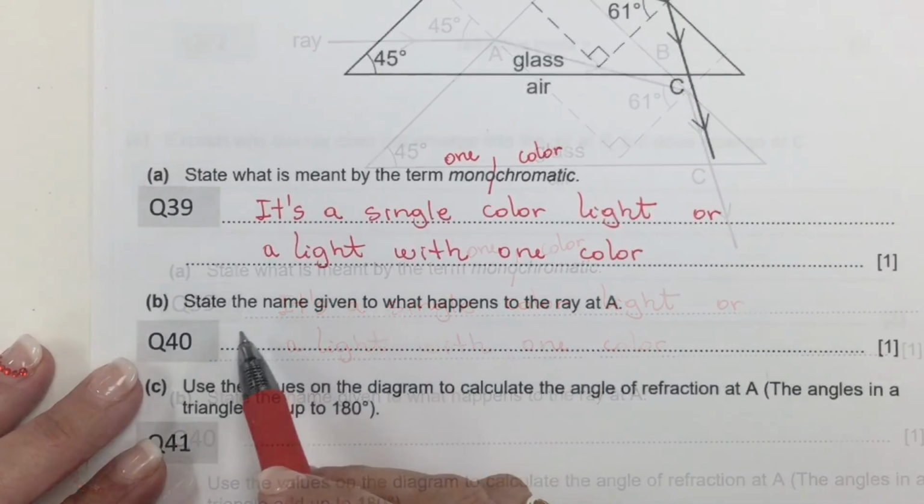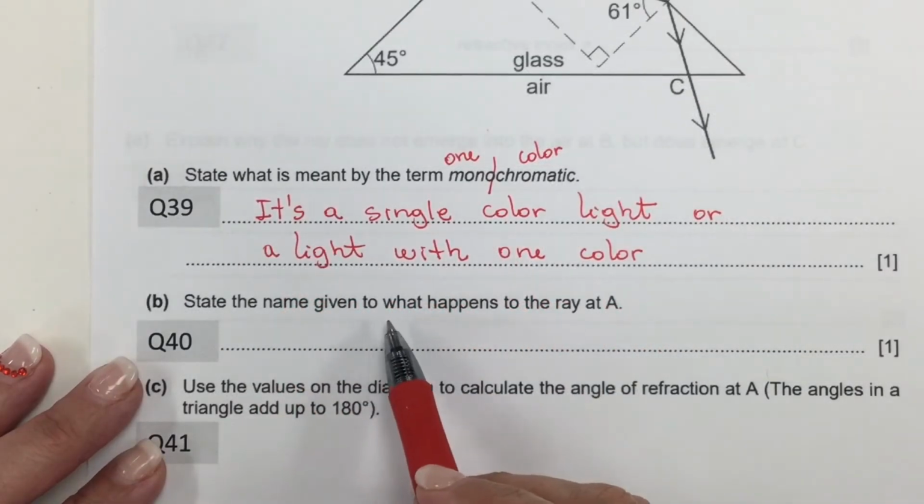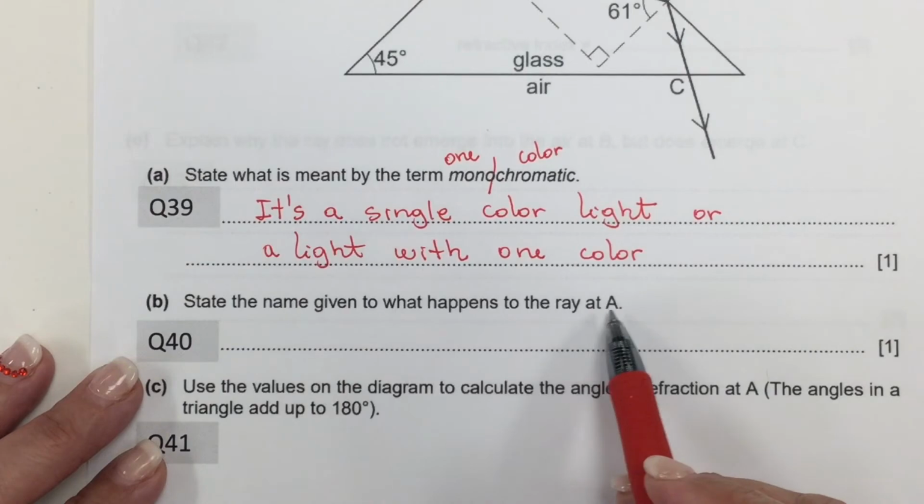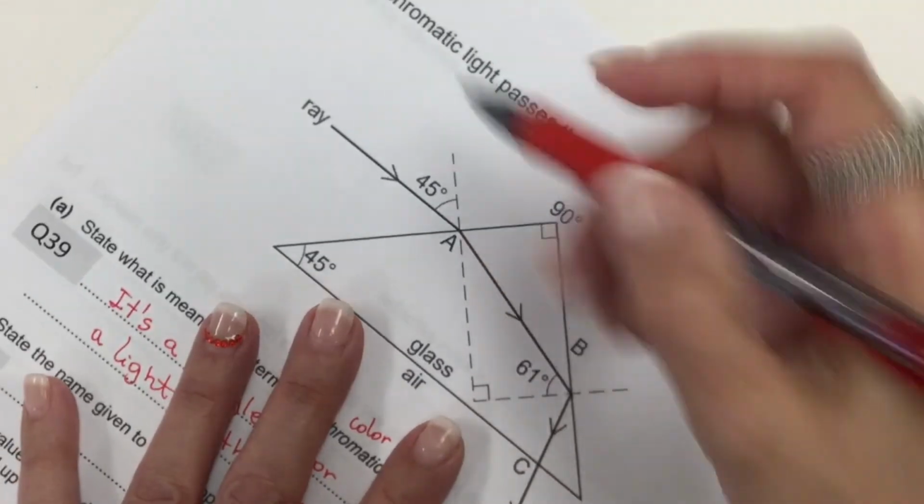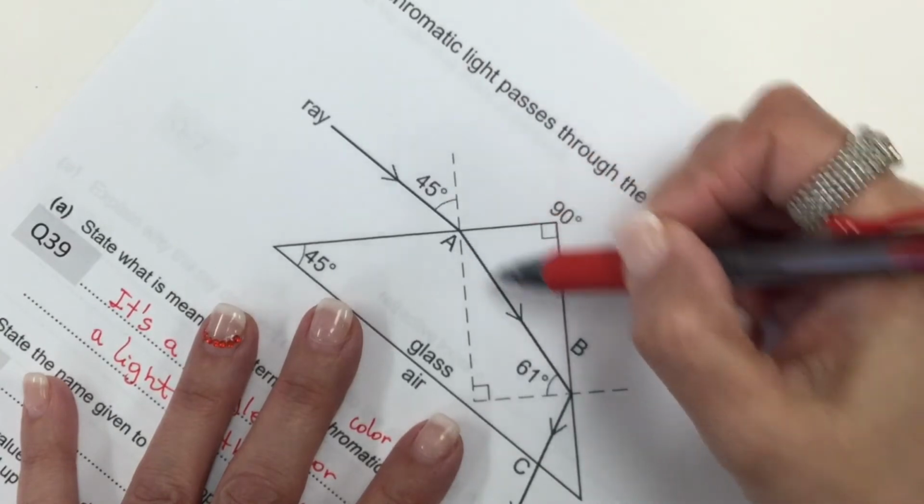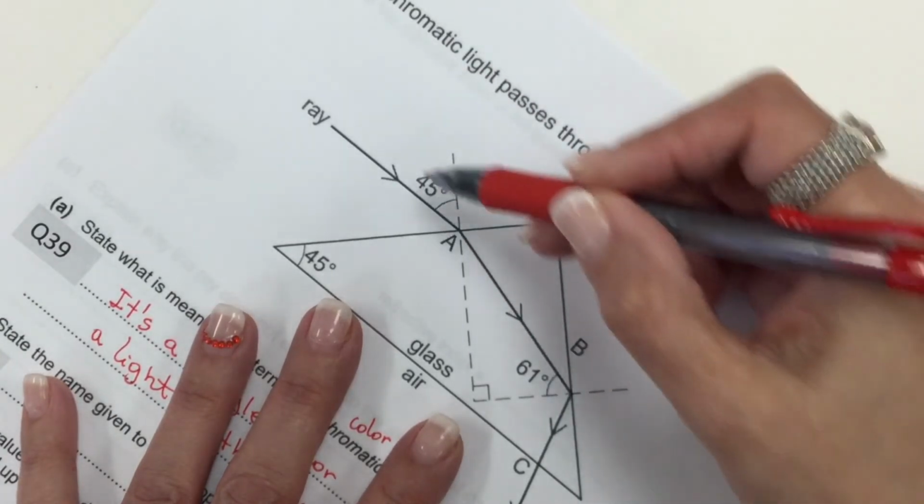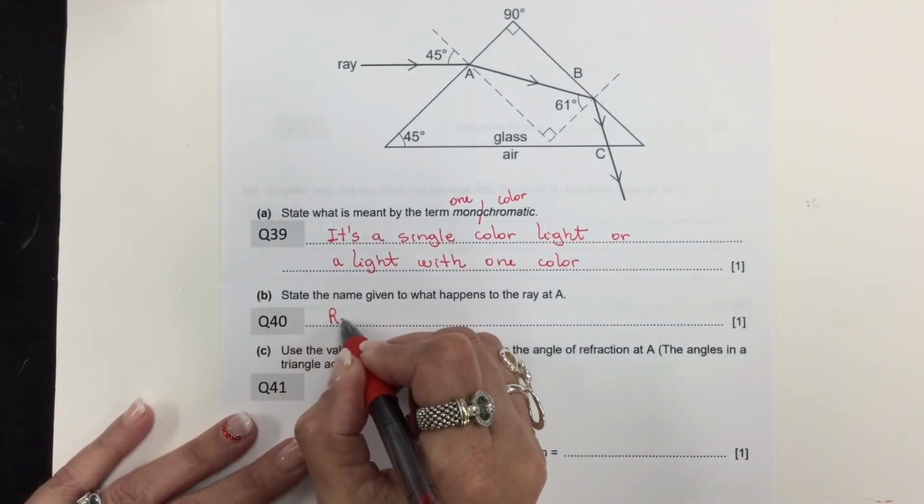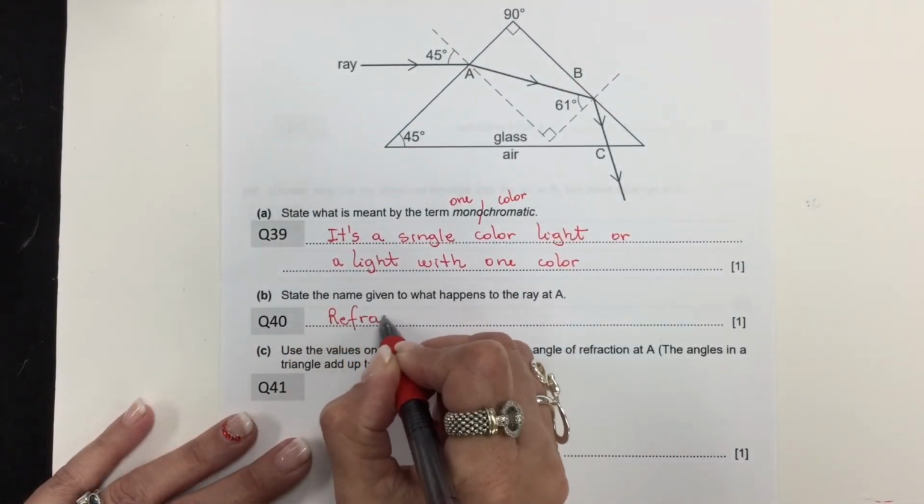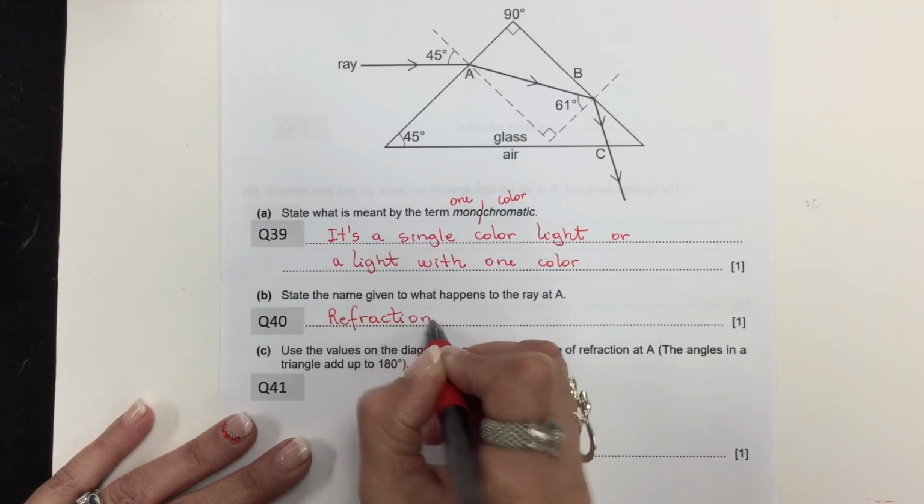with one color. State the name given to what happened to the ray at A. This is A. What happened here? The light refracts. So what happened here is a refraction. Refraction. This is what happened.